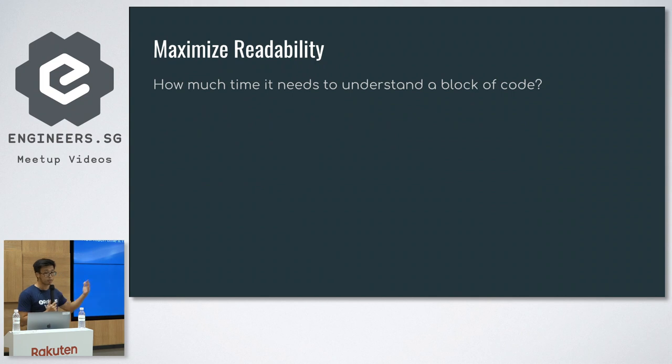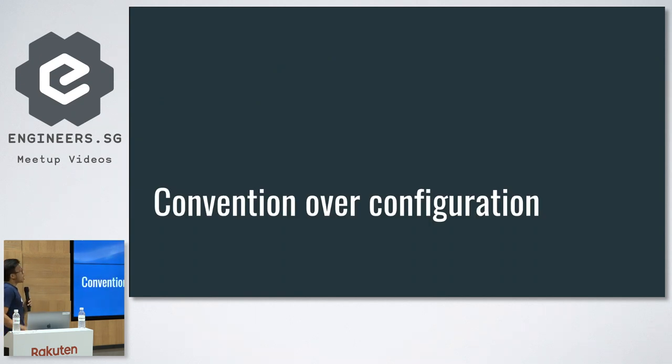The second thing is maximizing readability. Assuming you take 5 minutes to read and understand 30 lines of code, every time you encounter that, you need to keep doing it over and over again. Multiply that by the number of people in your team, and over time you accumulate a very huge cost for the organization and your own dissatisfaction. So before we do anything, after we read or write the code, we ask how much time it needs to understand this block of code. Okay, so let's move on.